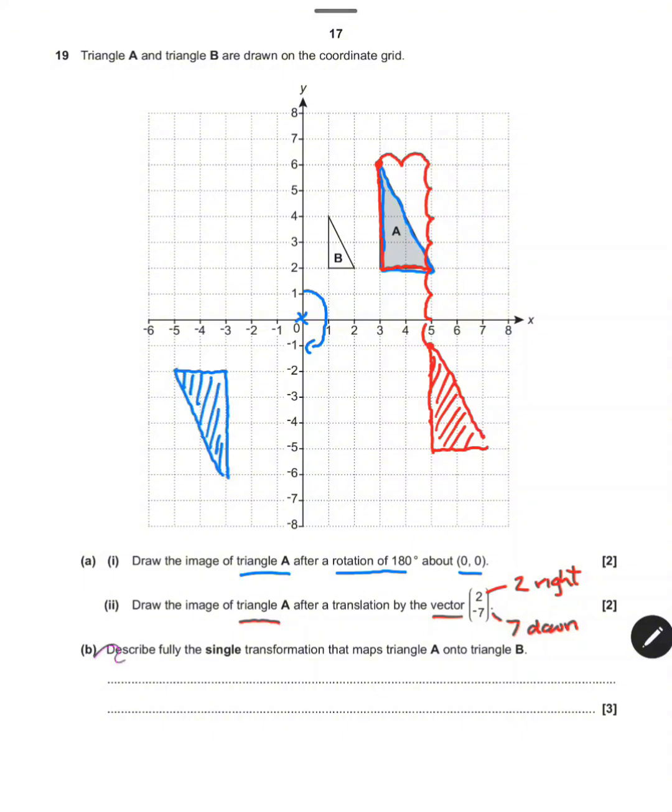That's better. Part B says describe fully the single transformation that maps A onto B. So we're going from this triangle to this triangle. Well, first things first, even though it gets smaller, we call that an enlargement.